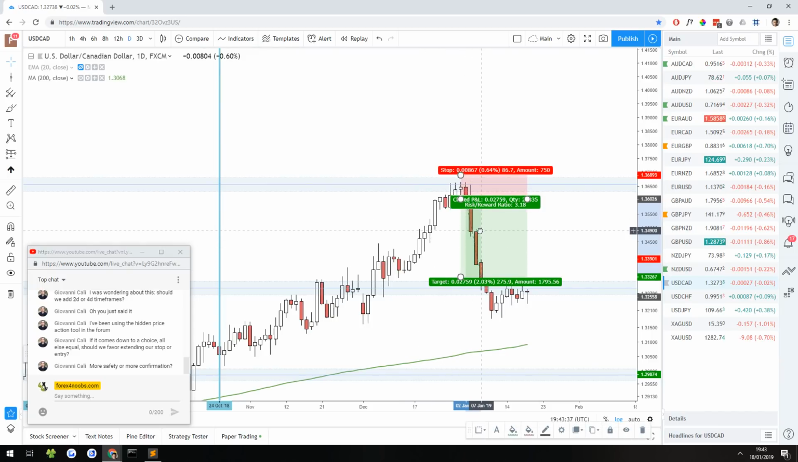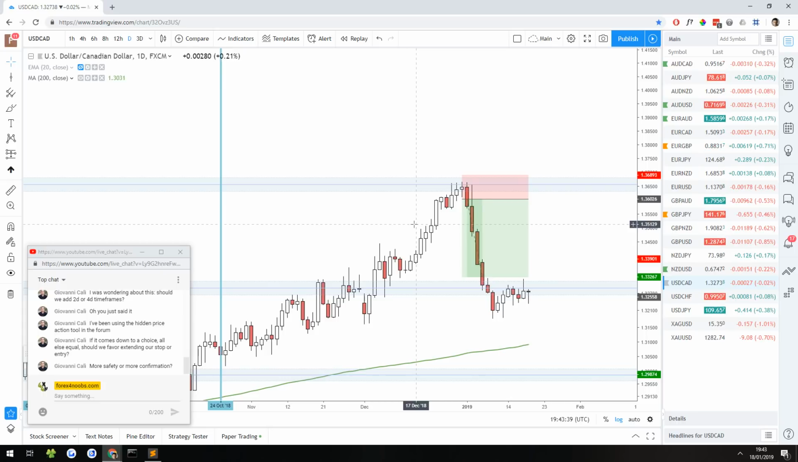But personally, I favor extending my stop loss over my entry if I can only choose one. More safety over more confirmation. More safety is, yeah, generally speaking, better.